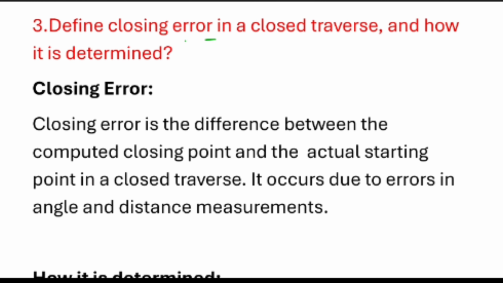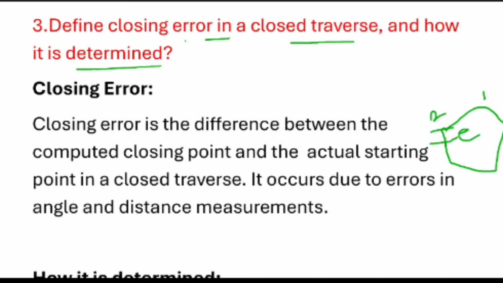Next, define closing error of a closed traverse. How should it be determined? The closing error is nothing but, when you start the survey, it will be a one circuit loop, so some error will take place. This we call the closing error. We represent it by E. It is point A, point B, point C, point D, point E. The error should be point E. That is the definition.